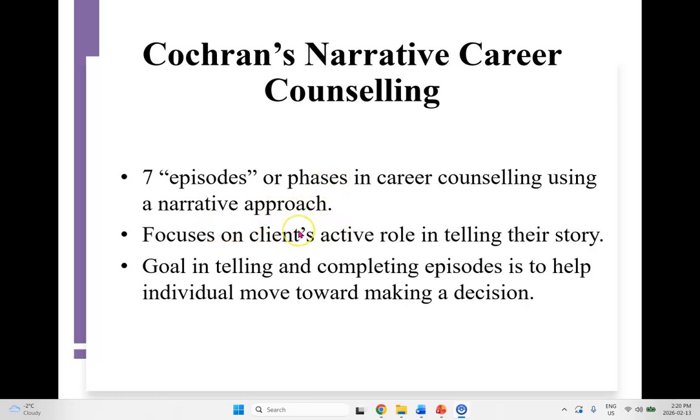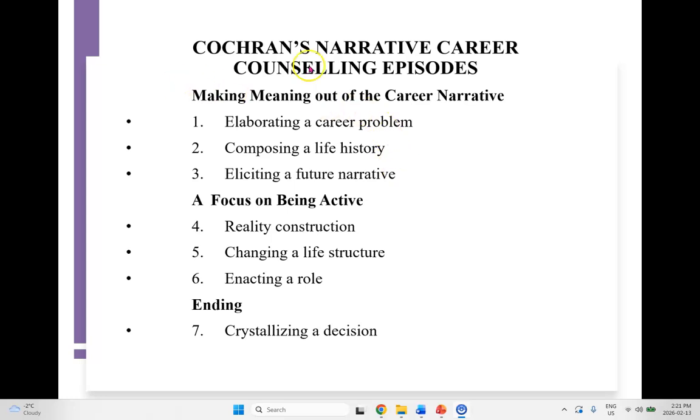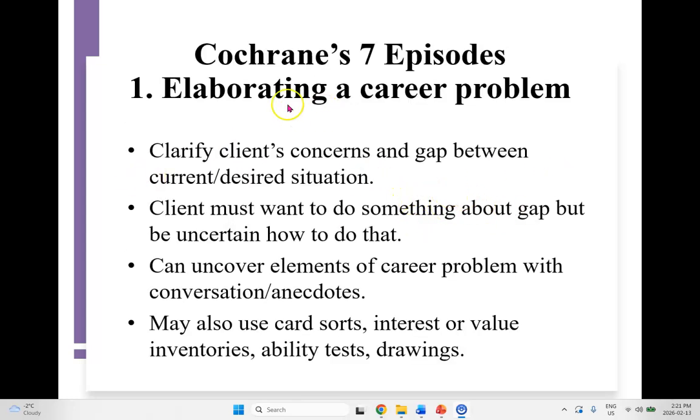And the goal in telling and completing these episodes or chapters in their story is to help the individual move toward making a decision. So it kind of unpacks what has happened to the client, gives them a chance to take stock of where they're at now, and what their experiences so far in their career have meant to them, and then helps you to work towards creating some goals and, if necessary, making a specific decision about what to pursue. So these are Cochran's 7 steps, and I'm just going to go through them real quickly. I really encourage you to read this chapter and to read through a little more detail of each of these steps, but let's just look at each one quickly.